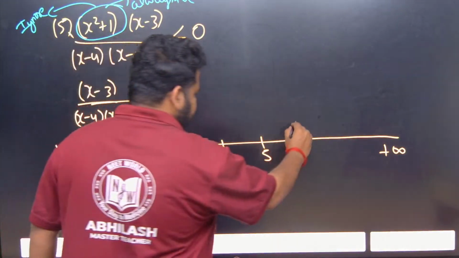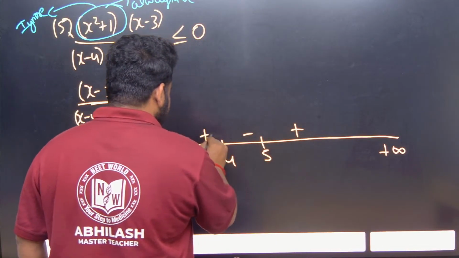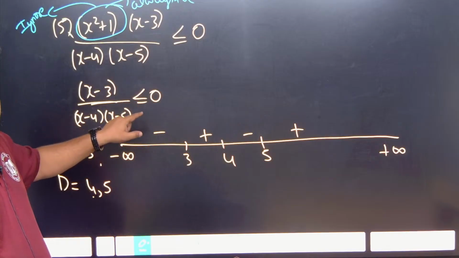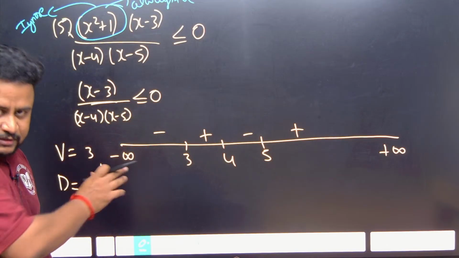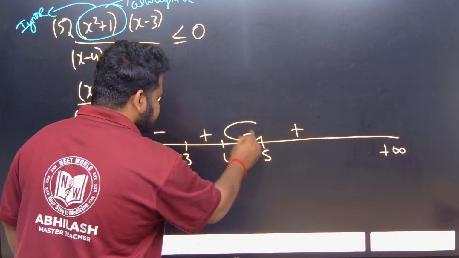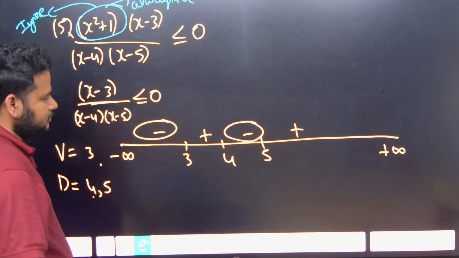So this will be plus, this will be minus, plus, minus. The inequality they are asking is less than or equal to 0. That means they are asking for the region where it is negative. So this is the region where it is negative and this is the region where it is negative. So let us write down this.